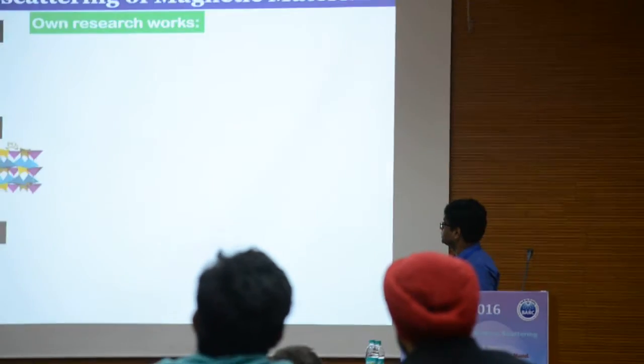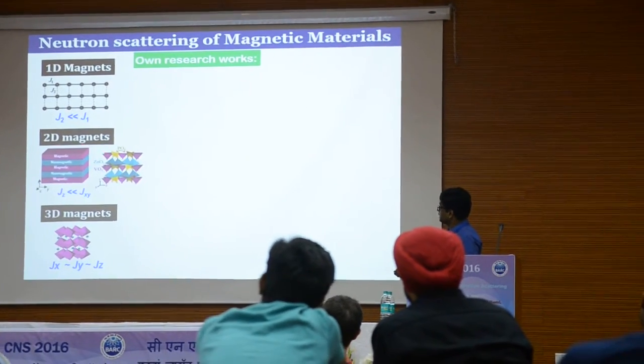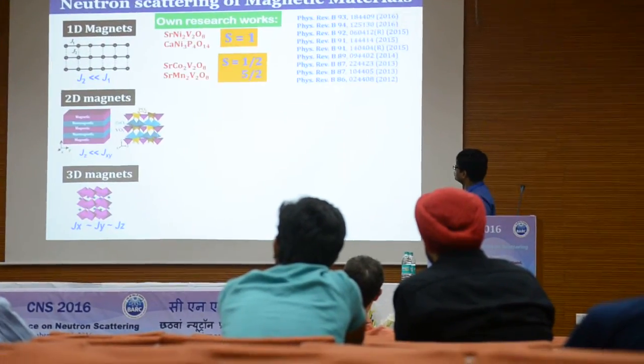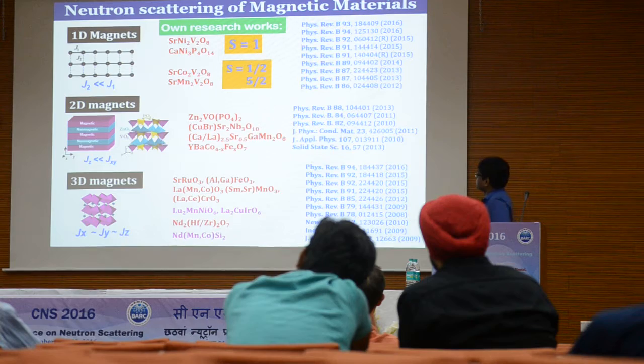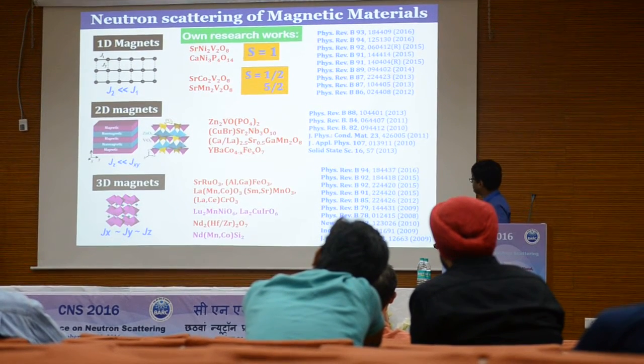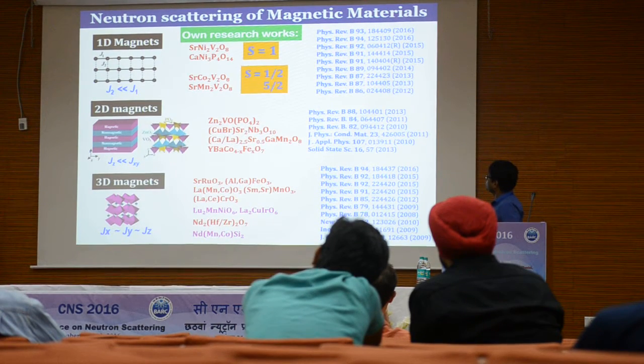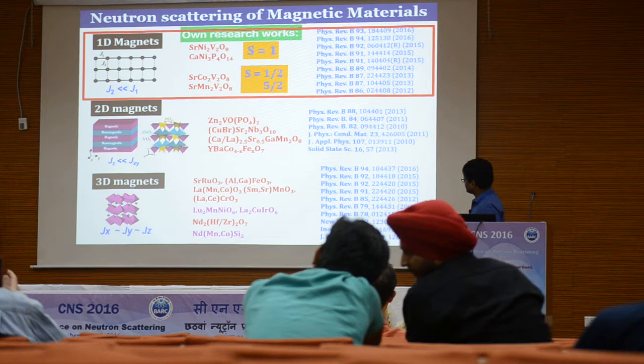Before going to today's topic, I would like to briefly introduce my research work. I have been working on several magnetic systems which can be grouped in three ways depending on their magnetic lattice dimensionality. It can be one dimensional, where the magnetic interaction is present along a particular direction, two dimensional, confined in a plane, or three dimensional. I have been working on several magnetic materials, and the materials and publications are listed here. I will talk on this first group, the spin chain compounds.